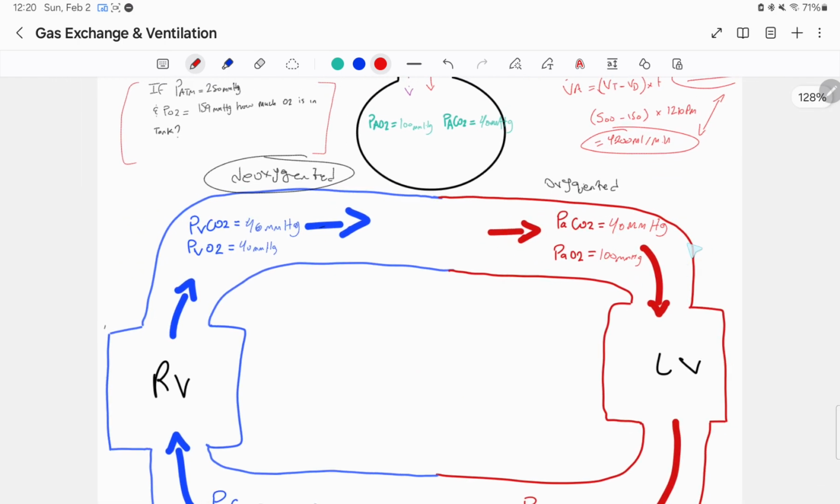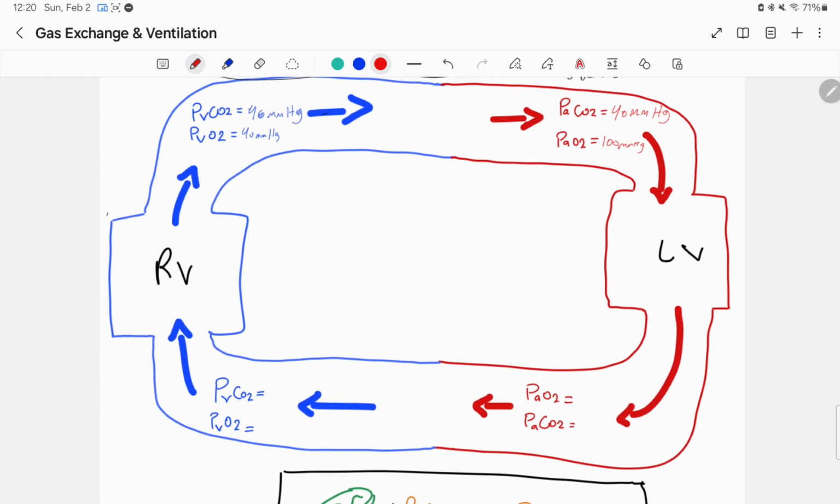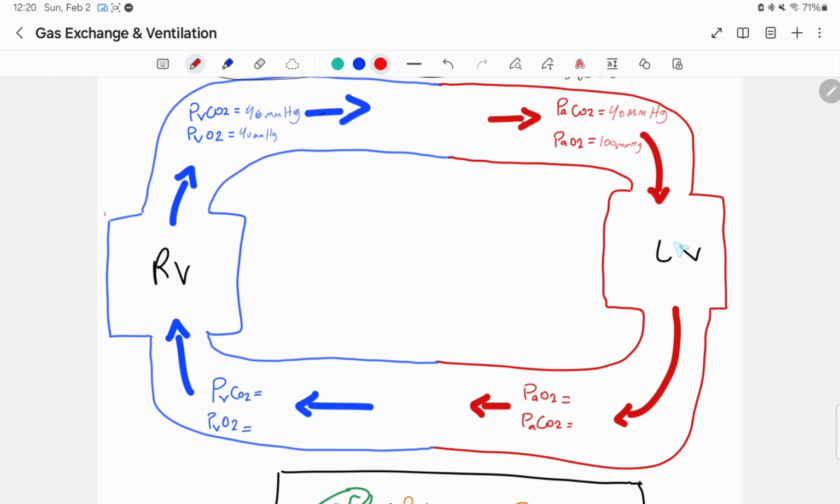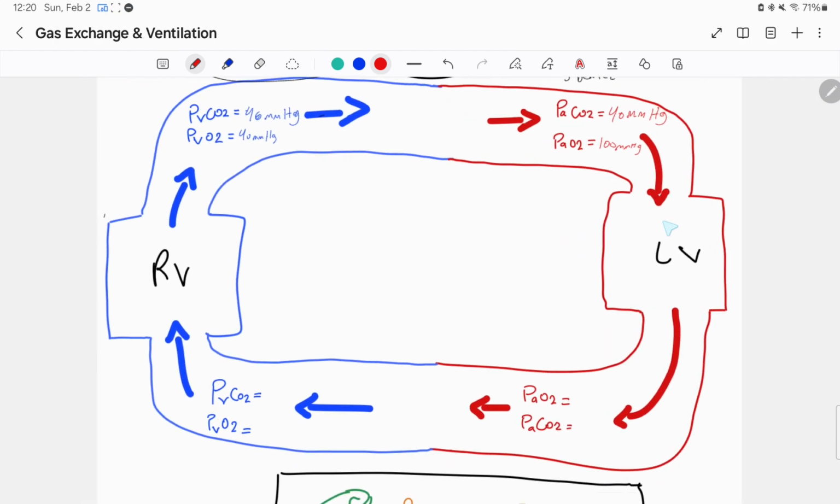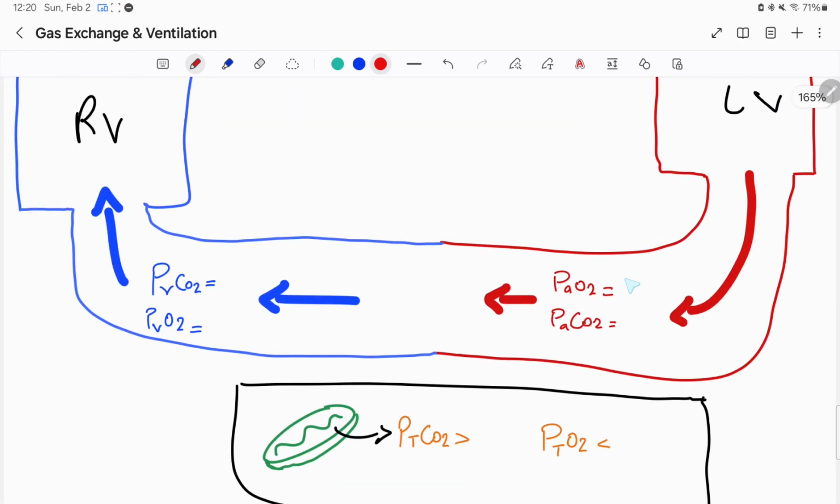Now we can follow this bad boy all the way down. It's going to go to the left ventricle. This oxygenated blood, after it's leaving the capillary, is going to go to the left ventricle, and they're going to pump it down to the systemic capillaries. At this level, did the partial pressures of oxygen and CO2 change? No, they didn't change. So oxygen is still at 100 and arterial CO2 is still at 40.